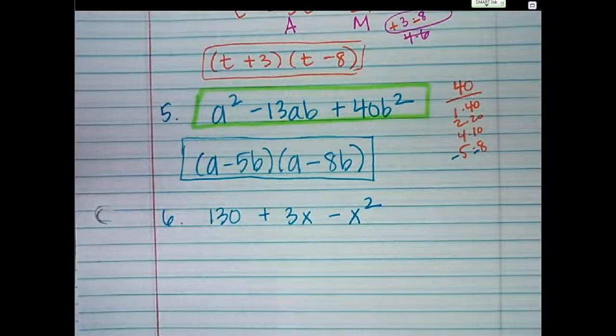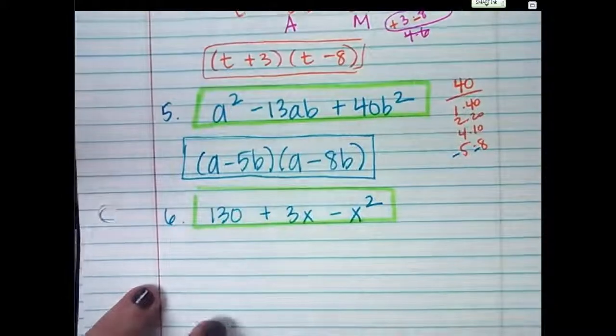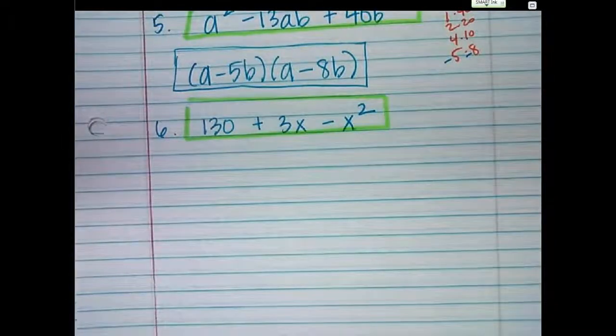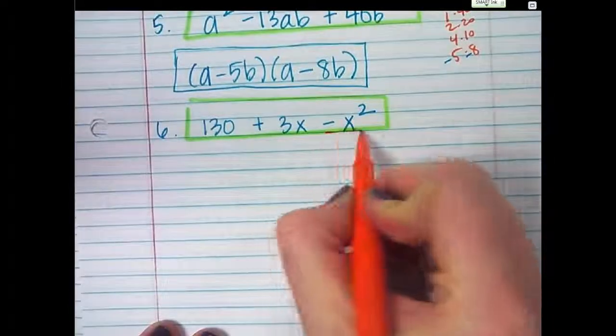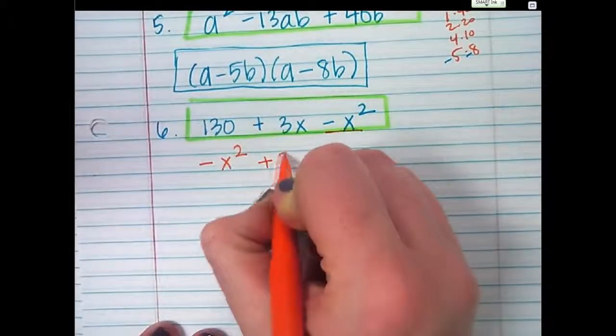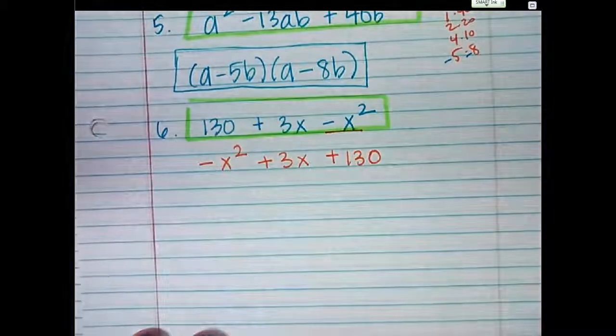Okay, number 6. Alright, what should we do first on number 6? Yeah, rewrite it. So I'm going to put negative x squared first. So negative x squared plus 3x plus 130.